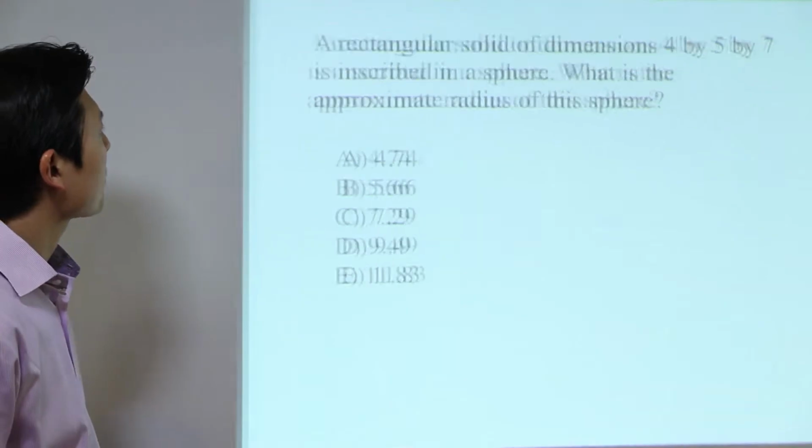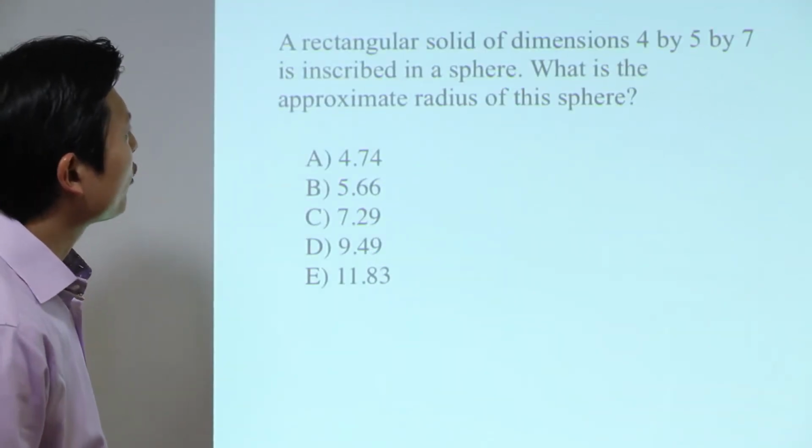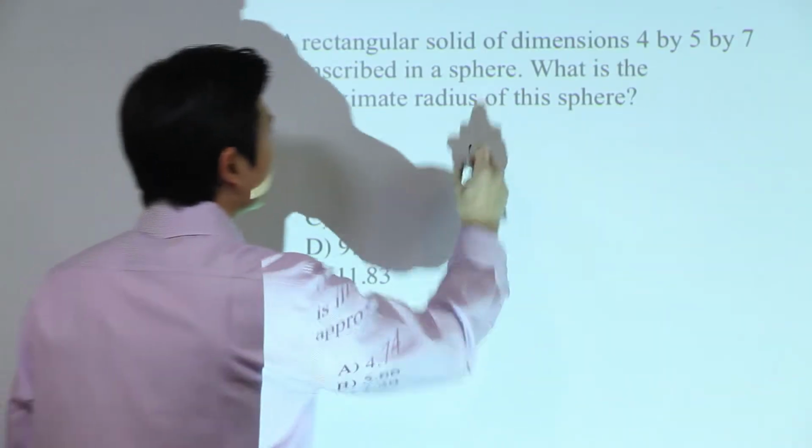Let's try another one. A rectangular solid with dimensions 4 by 5 by 7. So we have a rectangular solid.